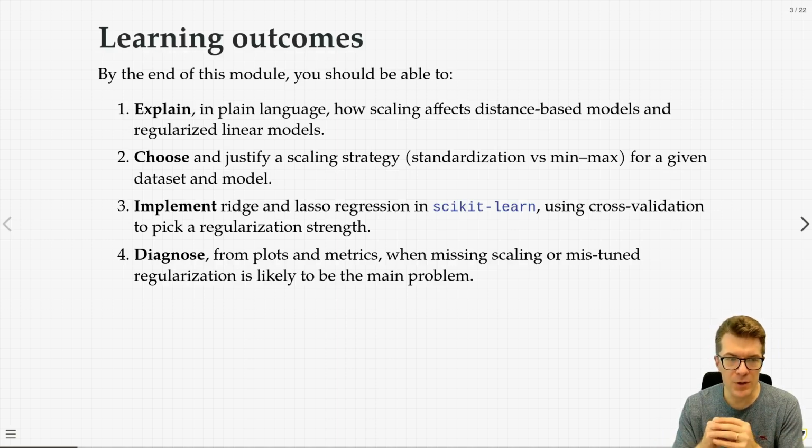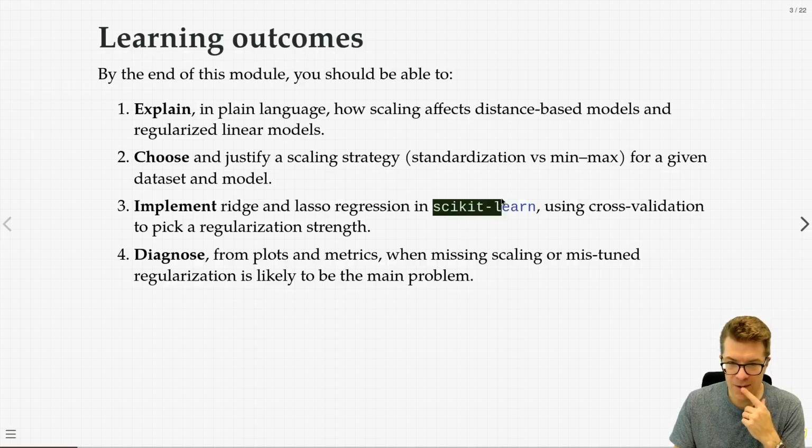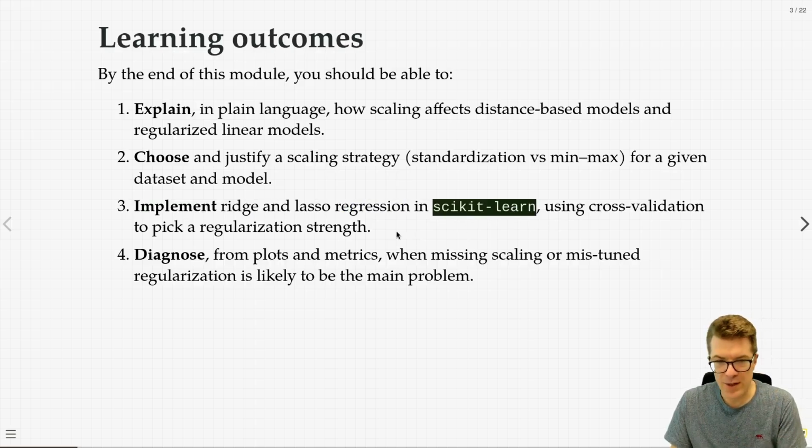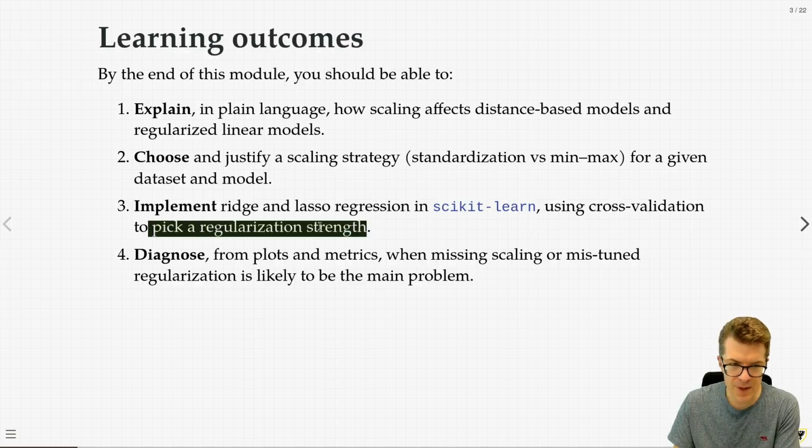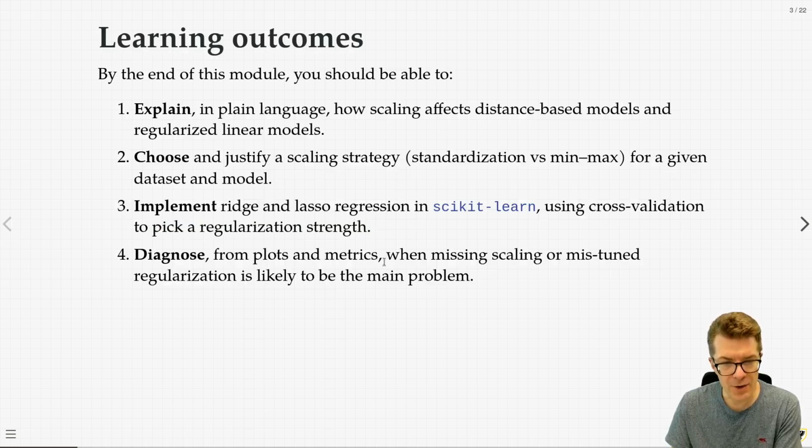You ought to be able to choose and justify a scaling strategy, although we've talked about that in previous modules. But you're going to apply it within the context of machine learning now. You ought to be able to implement ridge and lasso regression, which we're going to define in a moment, using scikit-learn, our dependable Python library, within cross-validation, and we'll use that to pick a regularization strength. You ought to be able also to diagnose from plots and metrics when missing scaling or mistuned regularization is likely to be the main problem.